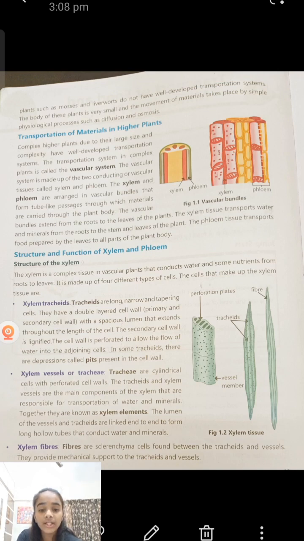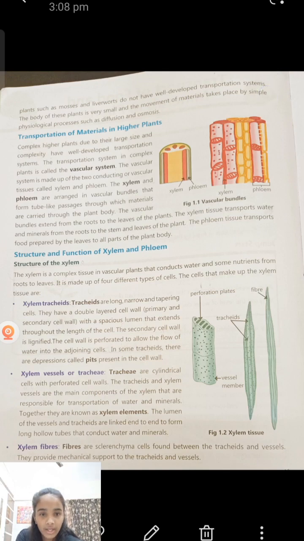Question number 14, what is the xylem made up of? The xylem is made up of 4 different types of cells. The cells that make up the xylem tissue are xylem tracheids, xylem vessels, xylem fibers and xylem parenchyma.